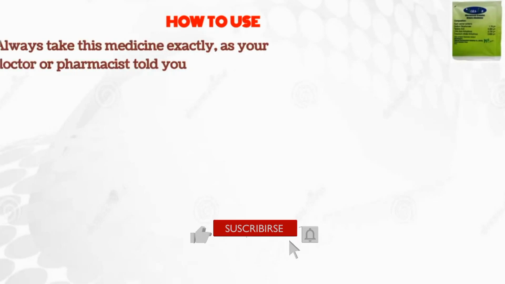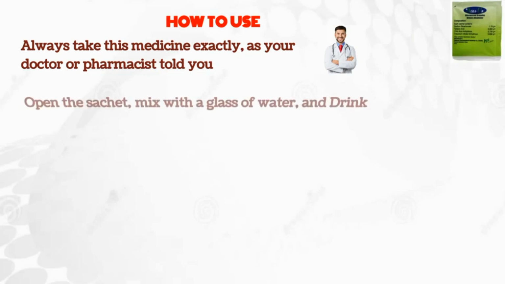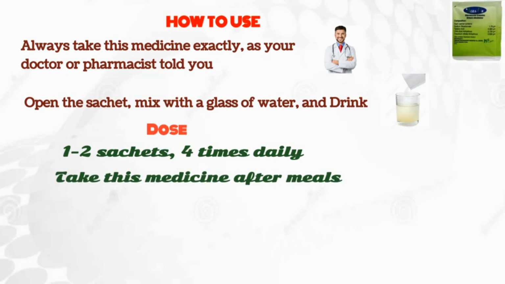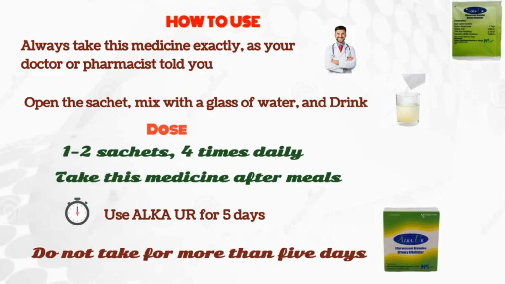Always take this medicine exactly as your doctor or pharmacist told you. Open the sachet, mix with a glass of water, and drink. The recommended dose is 1 to 2 sachets, 4 times daily. Take this medicine after meals. Use Alka U R for 5 days. Do not take for more than 5 days, unless advised to do so by a doctor.